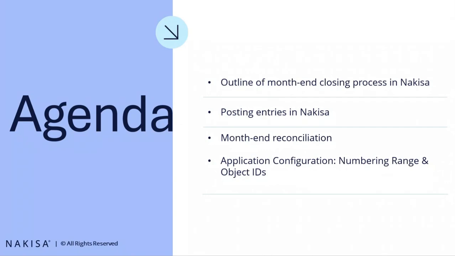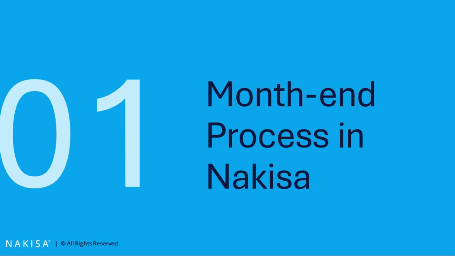Thank you so much. All right, coming back to the agenda, we are starting with the month-end process, and we'll be walking through the steps in this process: posting entries, reconciliation, and right at the end, we'll be talking about the configuration in the application configuration, the numbering range. I'm going to pass the mic to my colleagues to talk about the month-end process.